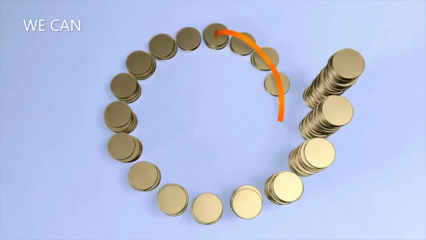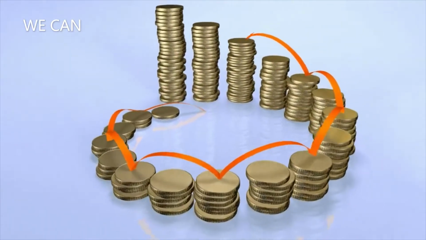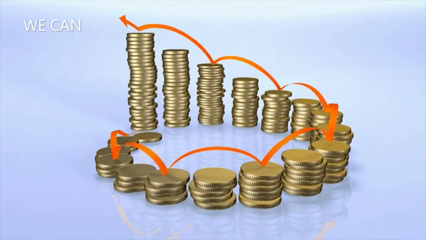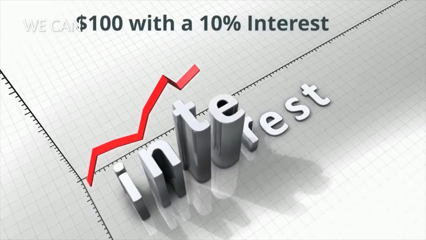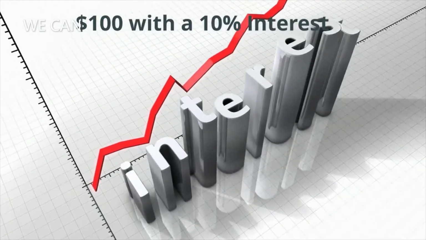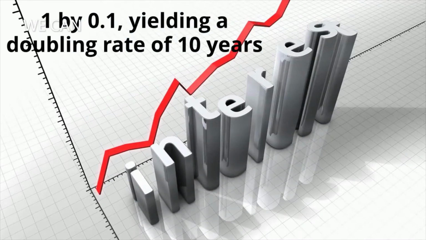The rule of 72 is focused on interest that compounds annually. For simple interest, you'd simply divide 1 by the interest rate expressed as a decimal. If you had $100 with a 10% simple interest rate with no compounding, you'd divide 1 by 0.1, yielding a doubling rate of 10 years.